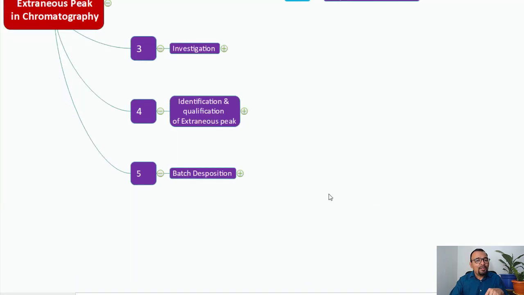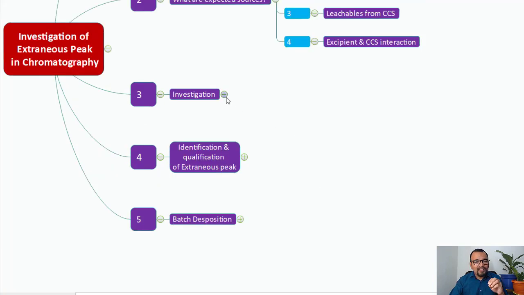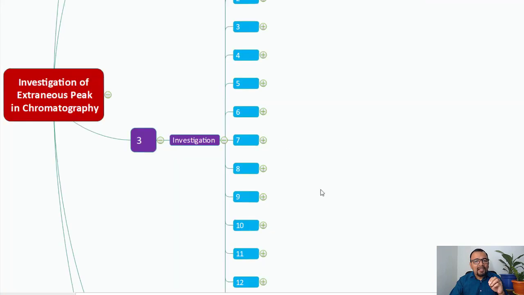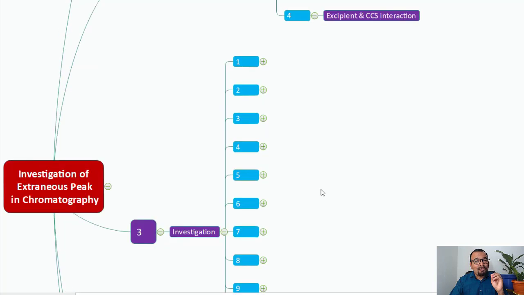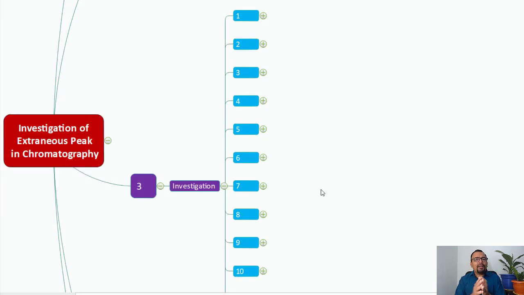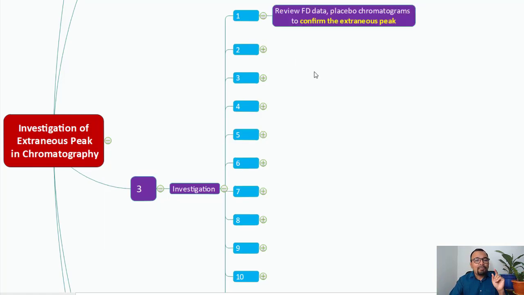The third important point is now, which is very important, the investigation. We are going to talk about 13 different points as a part of the investigation. So how can one investigate the finding of an extraneous peak? Let us begin with point number one. First and foremost, you need to confirm whether this peak is really an extraneous peak or not. So how can you do that?